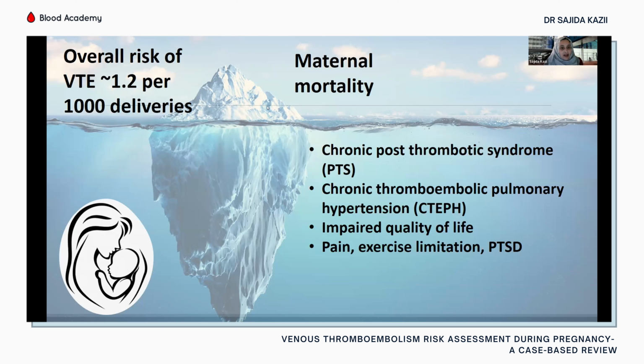I've talked about maternal mortality, but maternal mortality is just the tip of the iceberg. What we're not seeing is the number of women who end up with long-term consequences because of VTE. These are women who have chronic post-thrombotic syndrome, who have pulmonary hypertension because of chronic thromboembolic disease, women who postpartum are supposed to be enjoying a good period of time with their newborn babies but have impaired quality of life because of venous thromboembolism: the pain, the limitations, the post-traumatic stress disorder. These are things we are not really taking into account, but we should be when we are assessing women for venous thromboembolic conditions.